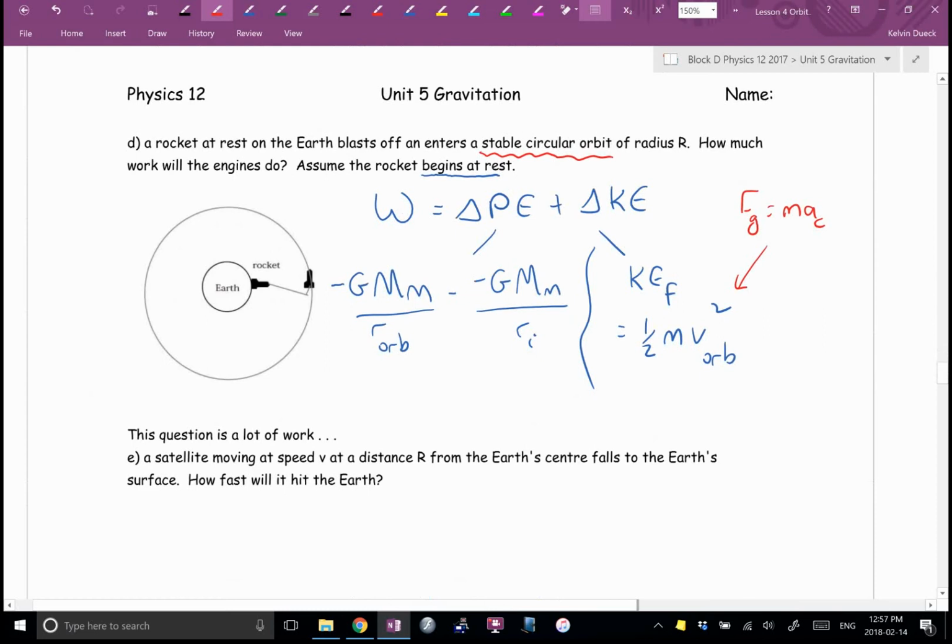This isn't meant to be a joke. This question is a lot of work. This is one question that will be on your test. I'll give you an entire page. It's a lot of work.